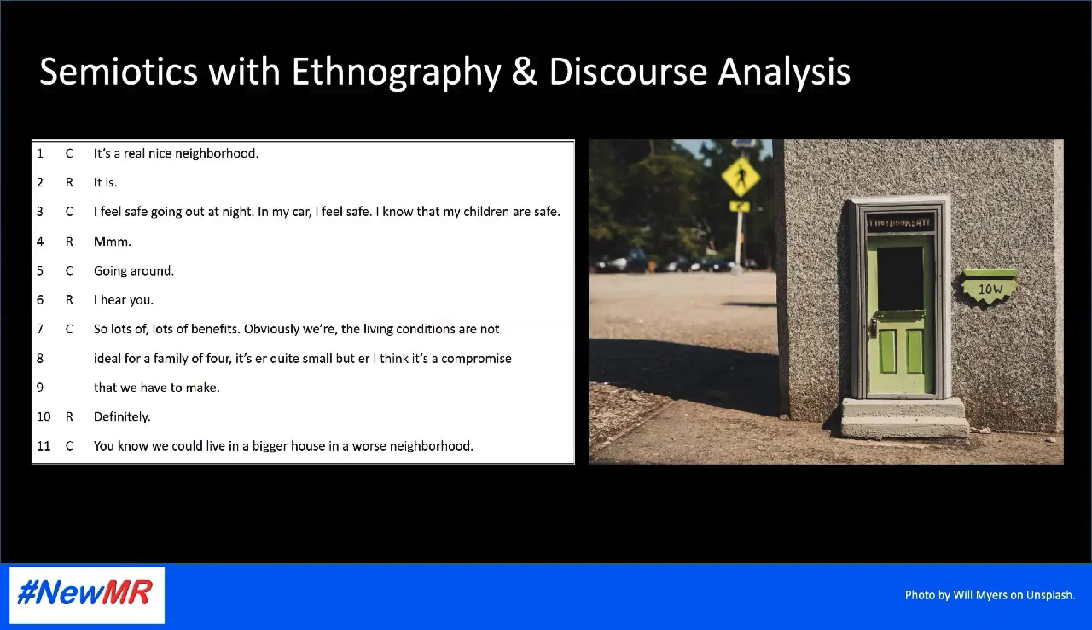But the consumer goes on to emphasize exactly what they mean by it's a nice neighborhood with these words: I feel safe going out at night. In my car, I feel safe. I know that my children are safe. Now, a discourse analyst will immediately recognise that as a three-part list, and there's lots of good quality evidence in published discourse analysis that shows that when a speaker produces a three-part list, the audience will typically respond to that list as though it's a complete set of things. And in fact, that's what you see me doing there. I'm ready to agree with this person.